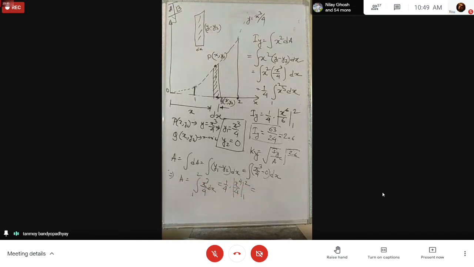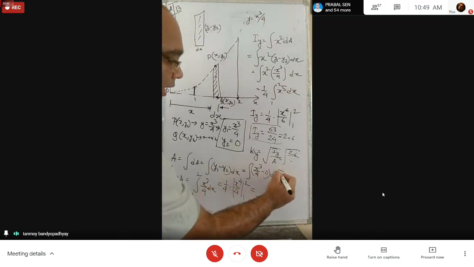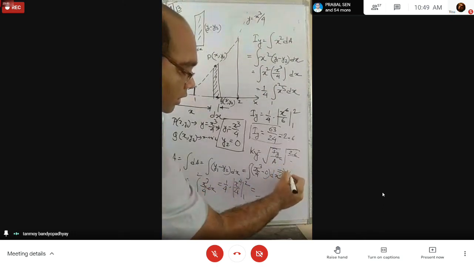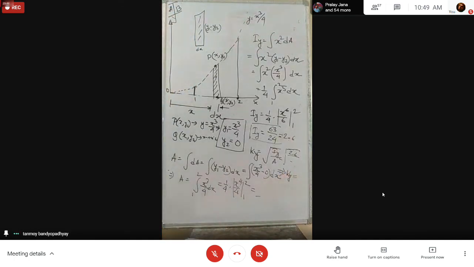So just see what is the value of A you are getting. Whatever value of A you get, you put it here and calculate the value of ky. So ky is the radius of gyration about the y-axis.